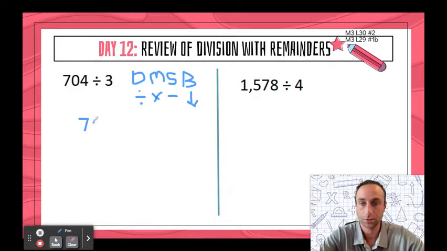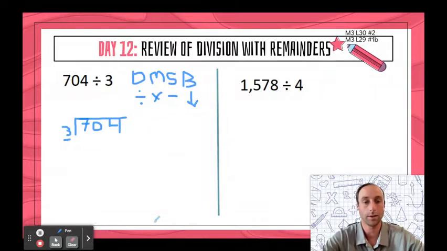So I have 704 divided by 3. So our divisor here, which is the number we're dividing into the bigger number, into the dividend, is 3. So we're going to be looking at our 3's times tables here. So you want to get as close as you can to these numbers without going over.